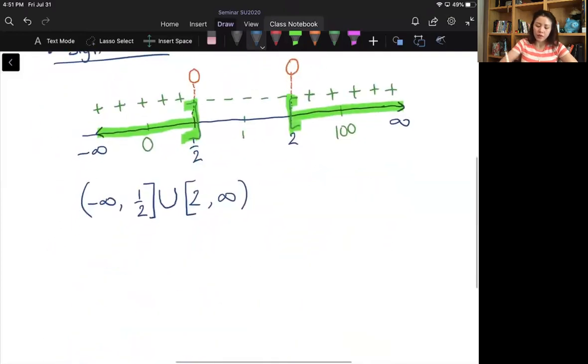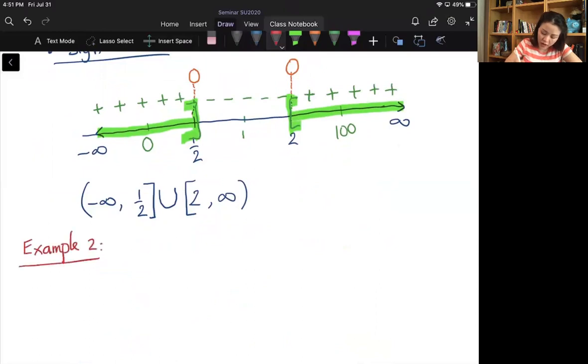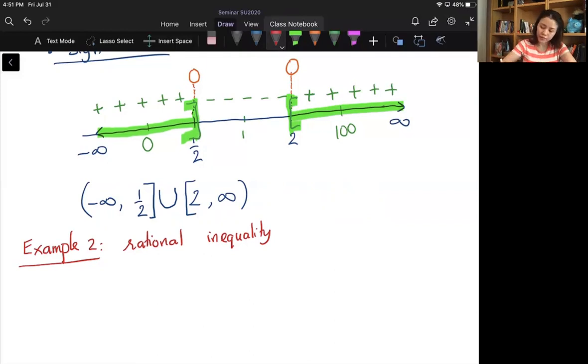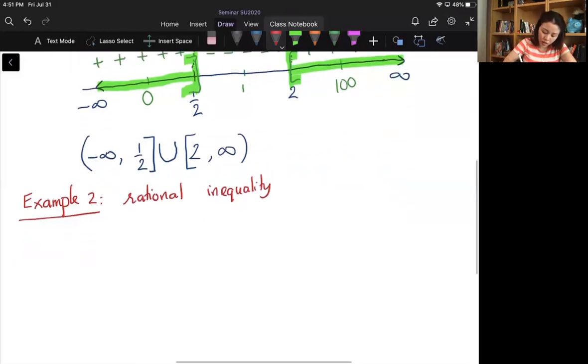Let's see another example. This one is a little bit more challenging because it's a rational inequality. So let me write down here. Rational inequality. All right. So I want to find all the solutions of x squared plus x minus 20 divided by x plus 2 is less than or equal to 0.